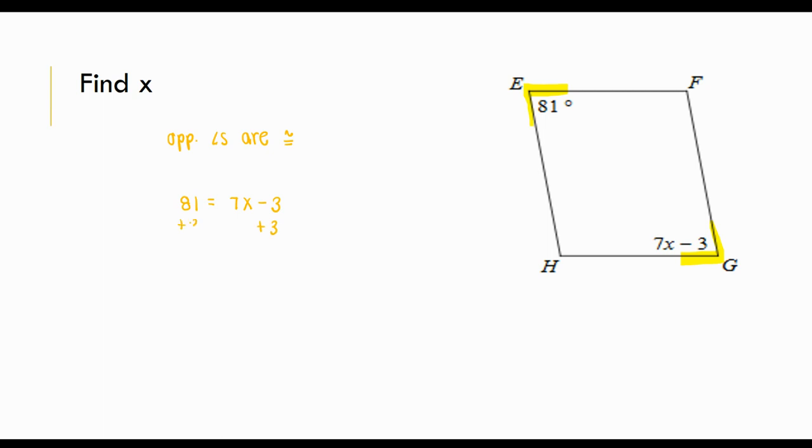So I'm going to add 3 to both sides to give me 84, now equaling 7x. I'm going to then divide both sides by 7, and we get x to be 12, and that's all I need. So that is my answer.